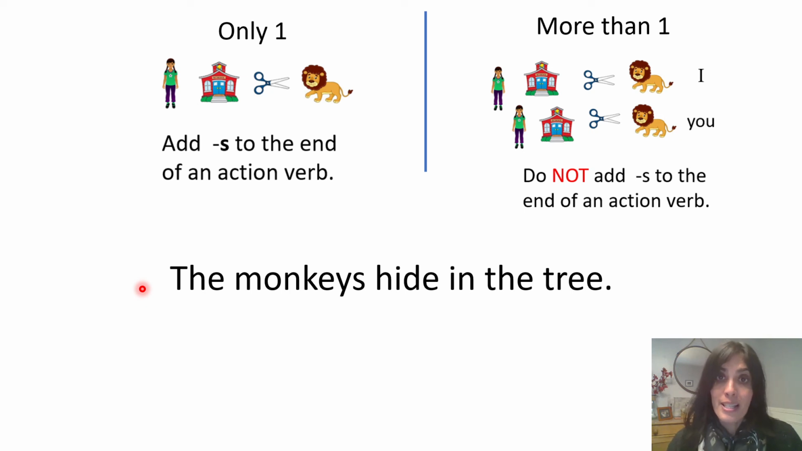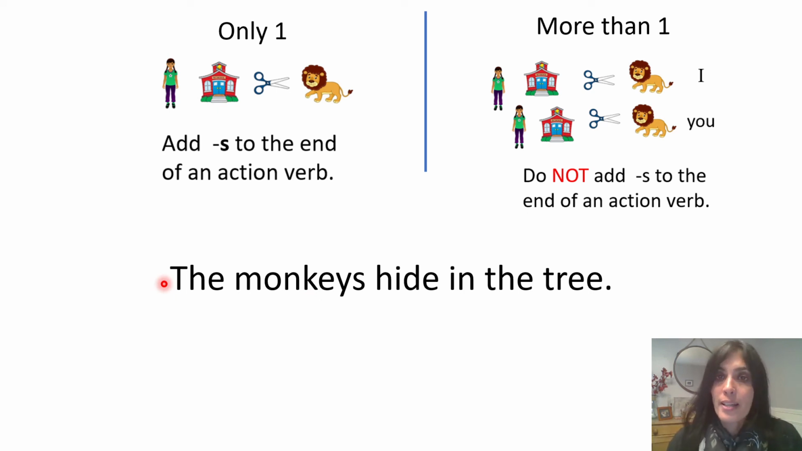Listen to our first sentence. It reads, "The monkeys hide in the tree." What is the noun in the subject of this sentence? Go ahead and think. Did you say monkeys? Yes, that's the noun. Does monkeys tell about one, or does it tell about more than one? Yes, it tells about more than one. I know that because there's an S at the end. There's more than one monkey because it says monkeys. Alrighty.